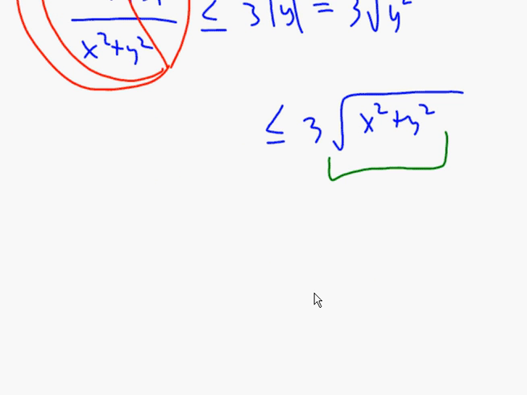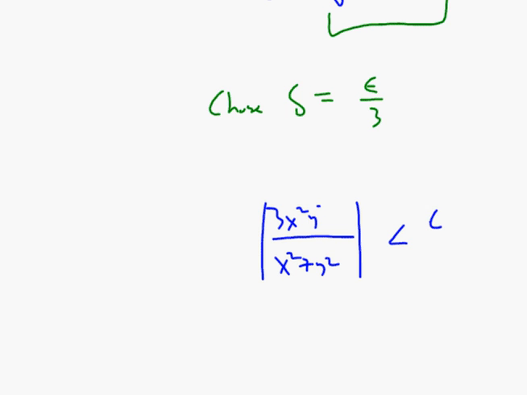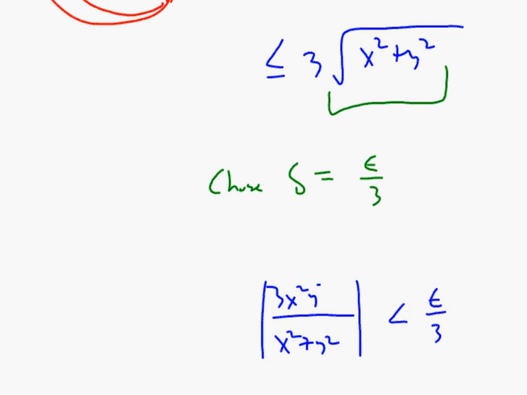That would imply that if I choose delta equal to epsilon over 3, then we would be okay, right? Because what would that imply? If delta is equal to epsilon over 3, then this thing here, 3x squared y over x squared plus y squared, absolute value, is less than epsilon over 3. And then if we follow the train of algebra back through here, we'll see that that holds true, provided we pick that.